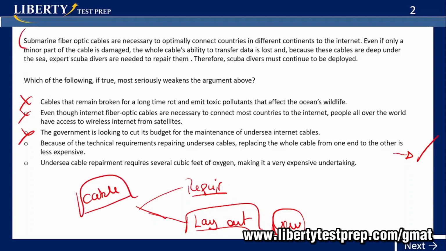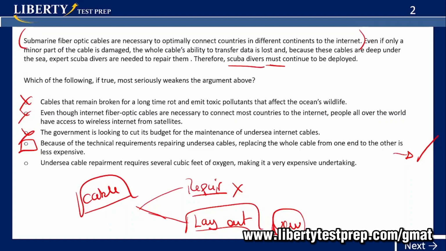Because that's important. We have to have the cables. Why? Because of the first sentence. The cables are important for a good connection between these countries. So, but there's another way for you to get the cable. You don't need to repair it. What you need to do is just to lay out a new set of cables and you'll be good. So that one's our answer here. Because we don't need to continue to deploy scuba divers.